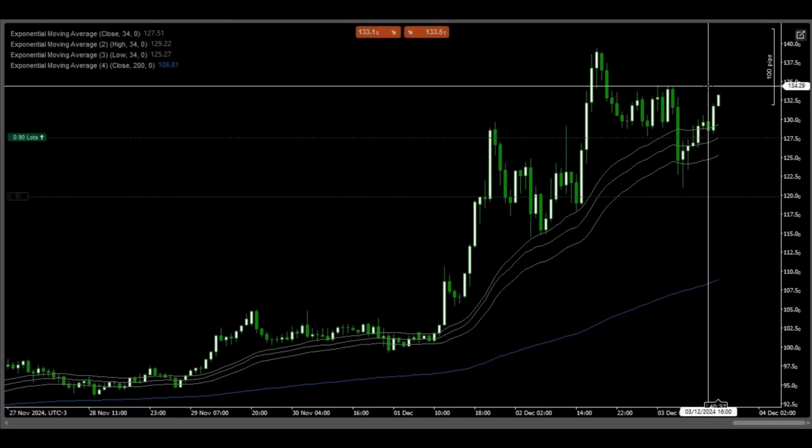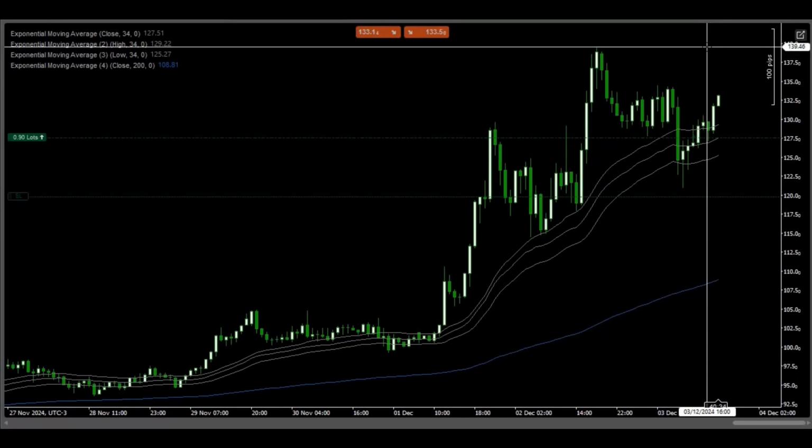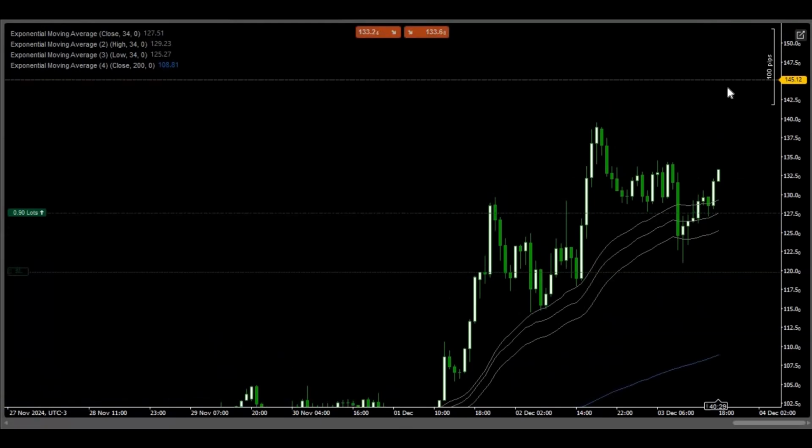We have a minor resistance area here, a potential resistance area here. If we break up above there, then like I said before, I'm looking for this measured move. And then we'll see where we go from there. So, but that's all I have for now.